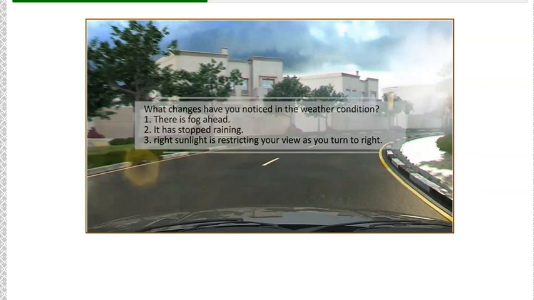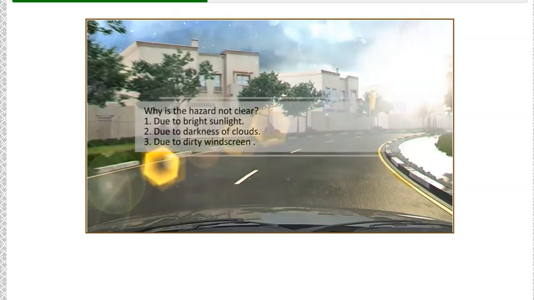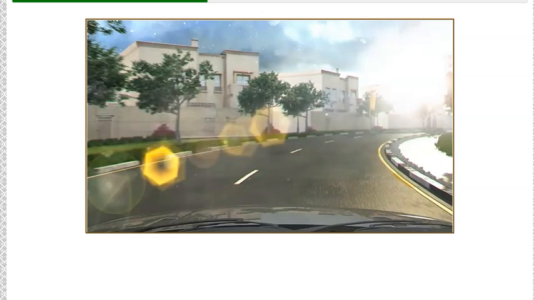What changes have you noticed in the weather condition? There is fog ahead. It has stopped raining. Bright sunlight is restricting your view as you turn to right. Why is the hazard not clear? Due to bright sunlight. Due to darkness of clouds. Due to dirty windscreen.